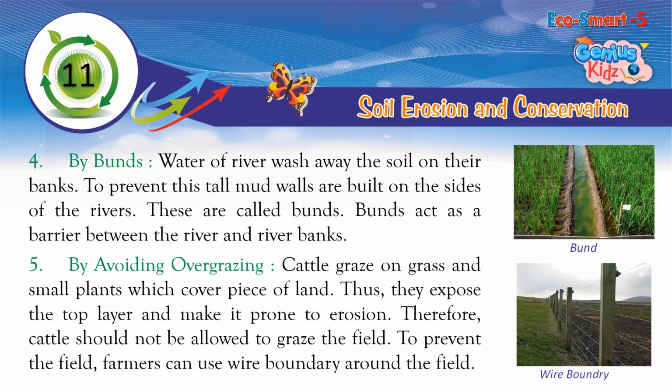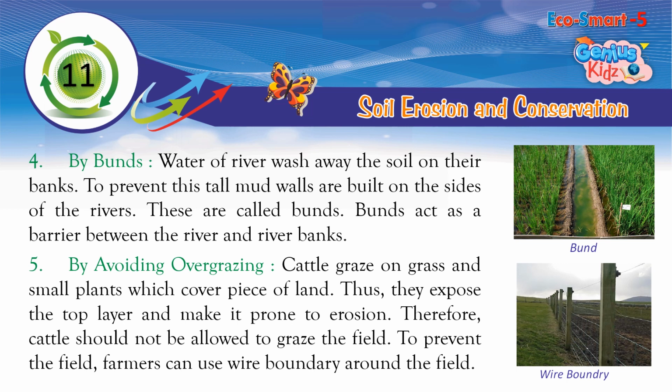4. By bunds. Water of rivers washes away the soil on their banks. To prevent this, tall mud walls are built on the sides of the rivers. These are called bunds. Bunds act as a barrier between the river and river banks.